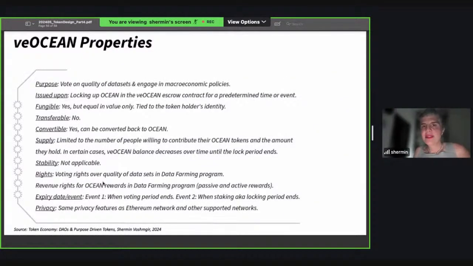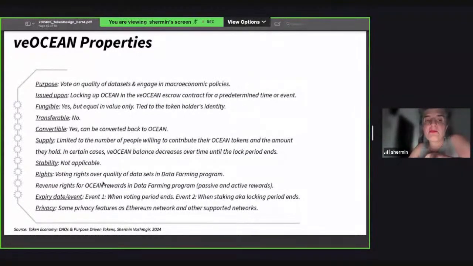Last but not least, the complex topic of Voshn. The purpose of Voshns, there are different applications of Voshns, but basically we can sum up that Voshns can be used to vote on the quality of data sets. This is one big purpose range. And the other one is to engage in macroeconomic policies by locking them up. They're issued by locking up Ocean into a Voshn escrow contract for a predetermined time or event, upon which you can earn interest. This is why it's also part of a macroeconomic policy of the network.